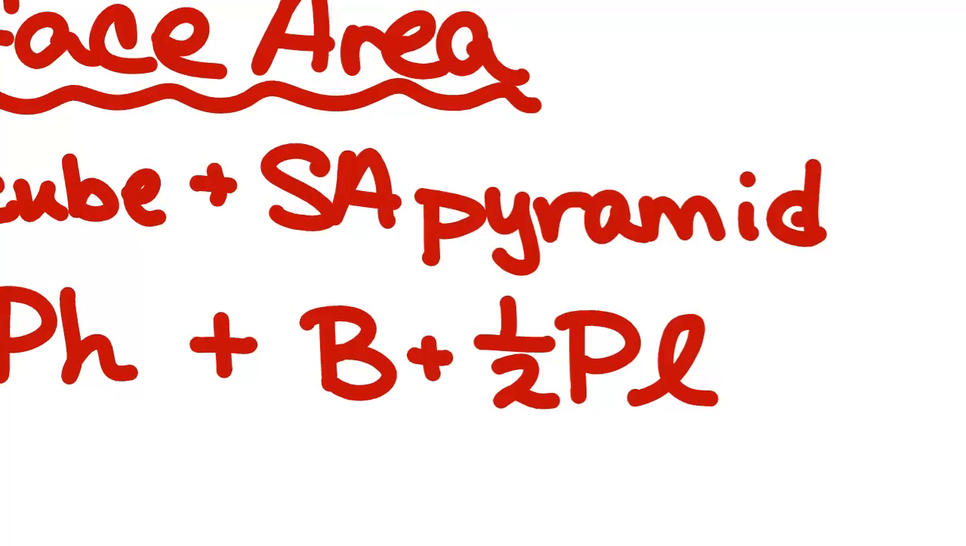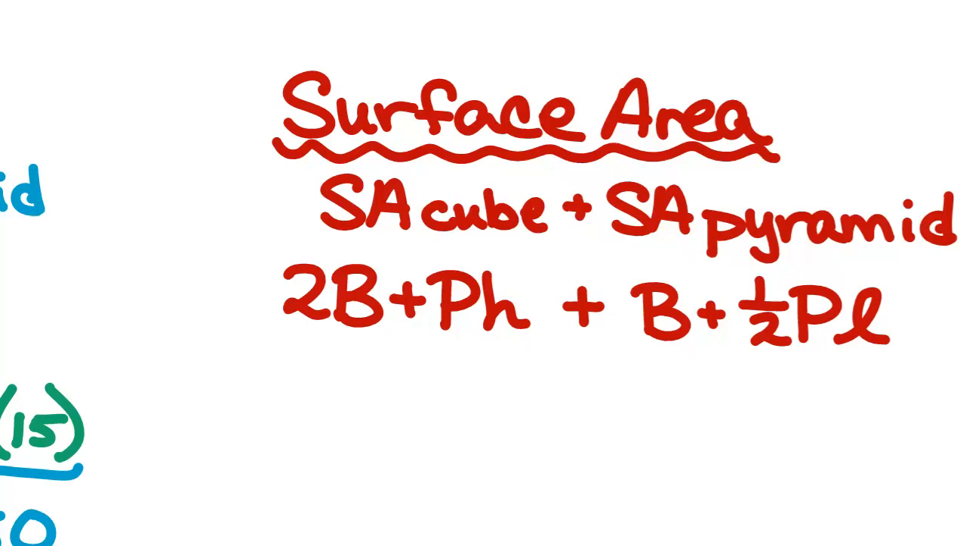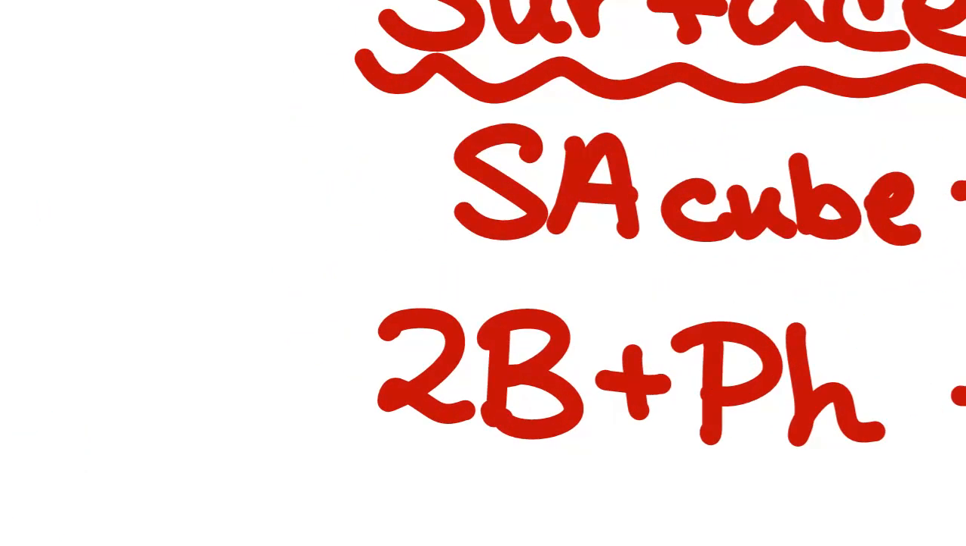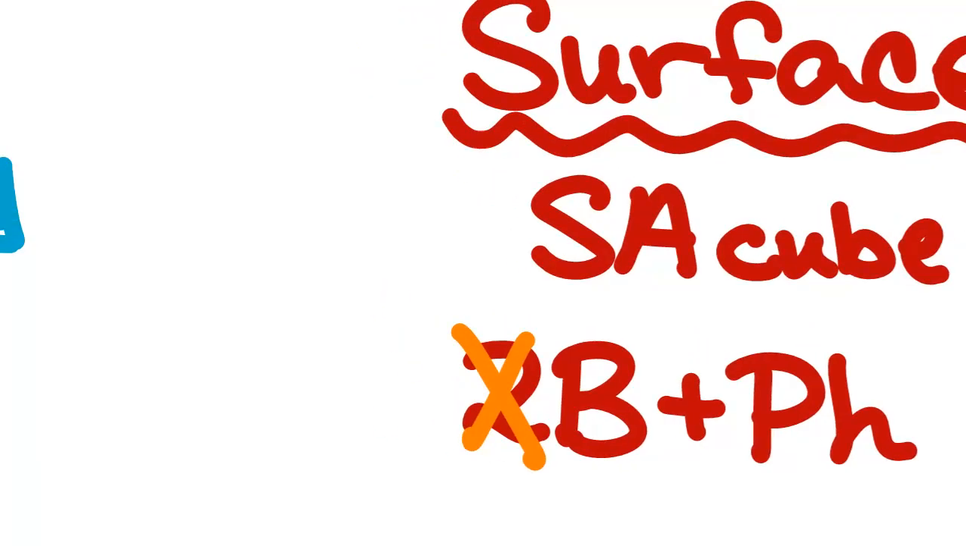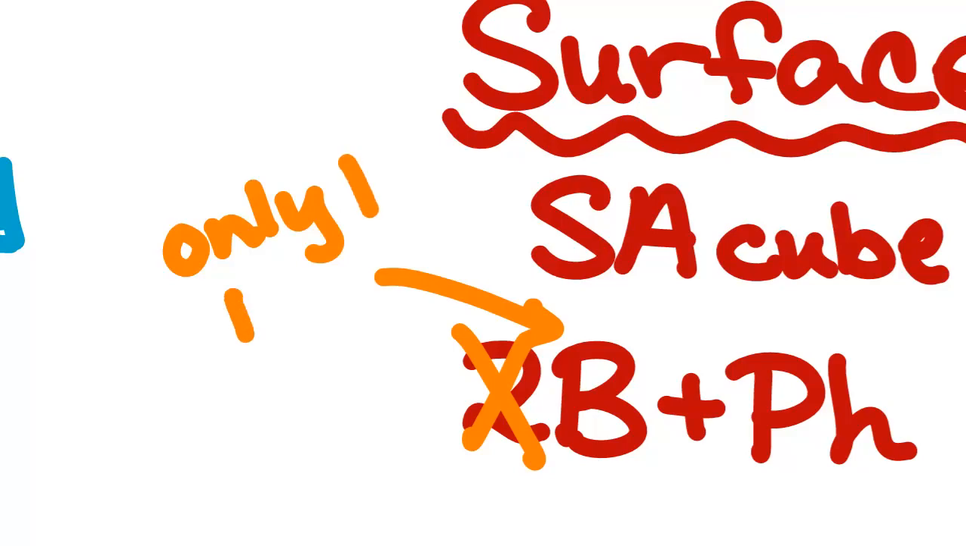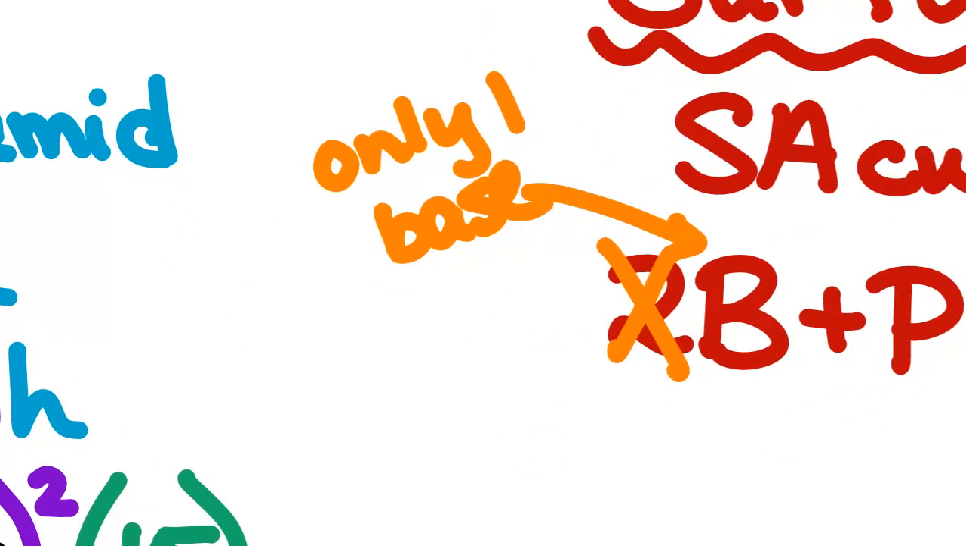All right, let's look at all these pieces. Are both bases of the cube on the surface of this object, on the outside of this object? Are any of the bases of the cube on the outside? One of them is. So we're going to get rid of the 2 out in front. Only one base. The other is covered by the pyramid.